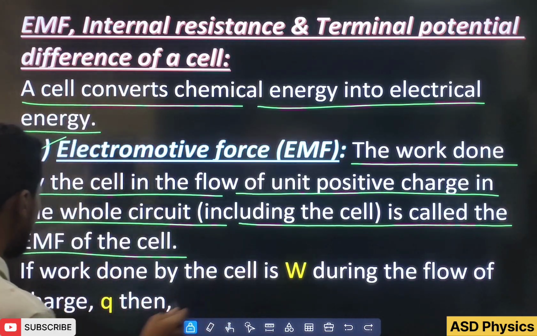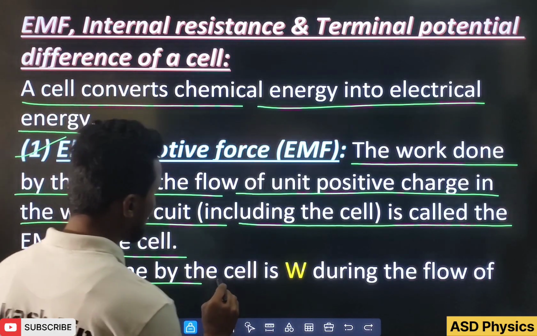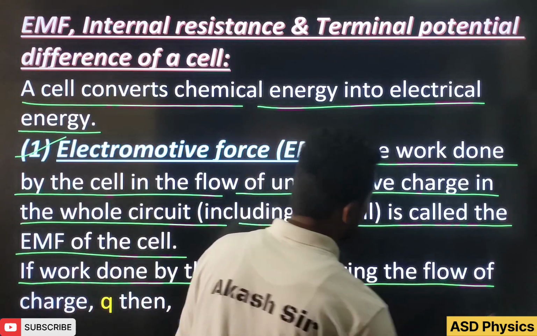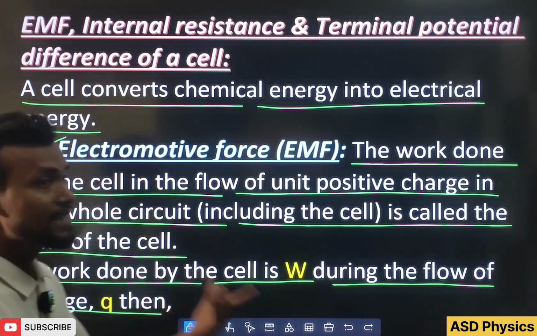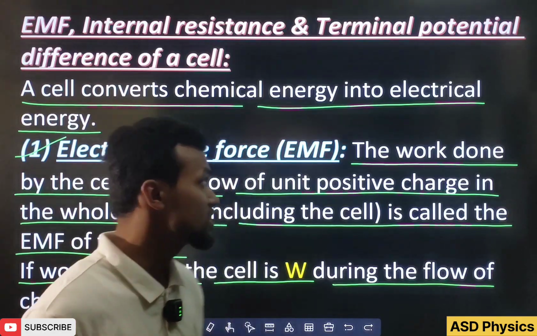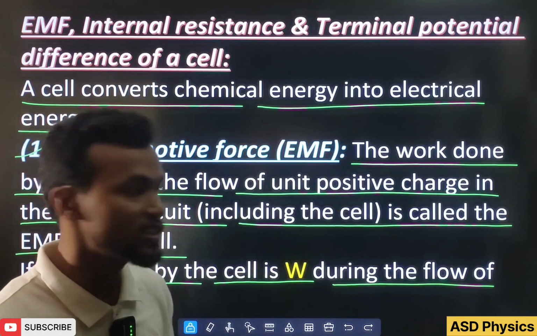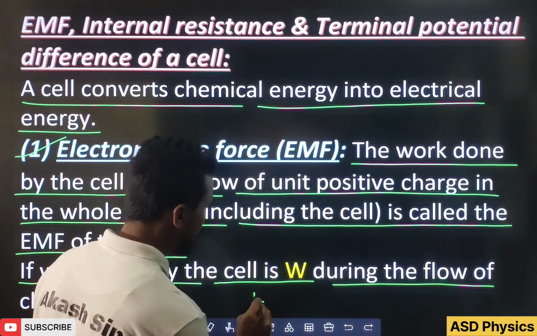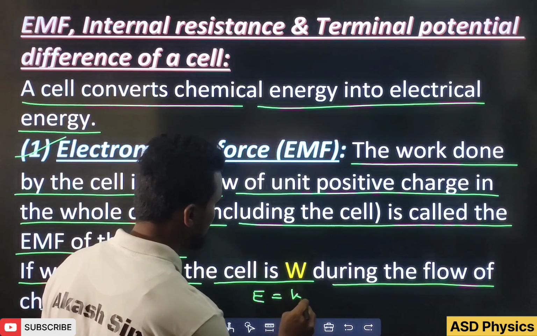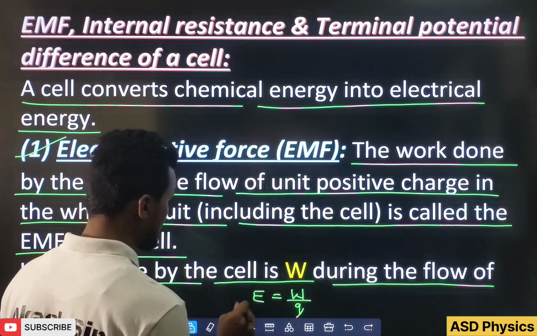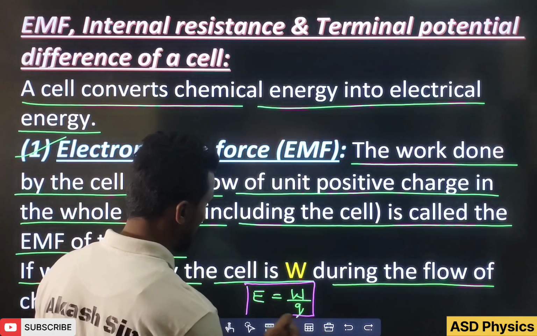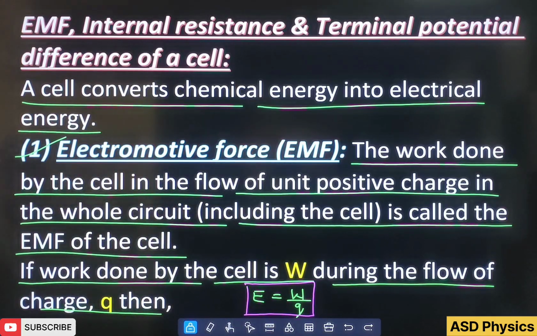Now if we write the mathematical form, if work done by the cell is W during the flow of charge Q, then EMF is what? As you can see in the definition also, work done per unit charge. So this EMF formula will become E equal to work done by charge, that means E equal to W by Q. Can you see very well students?